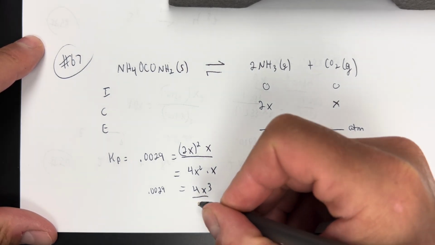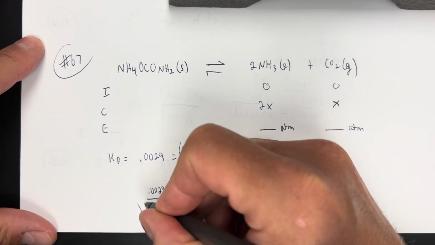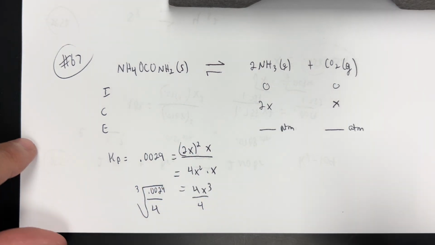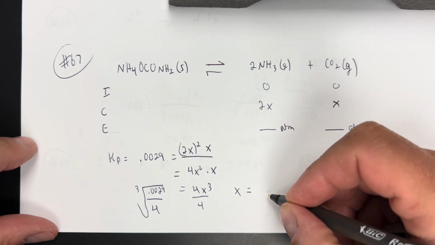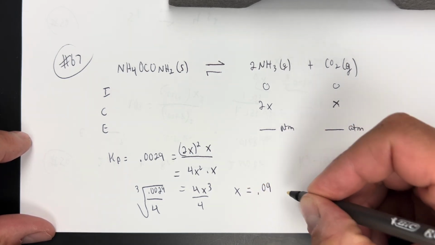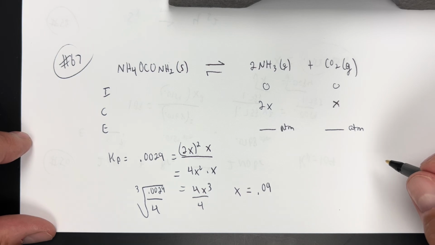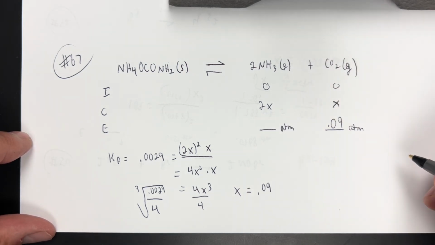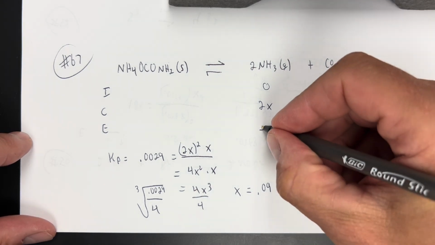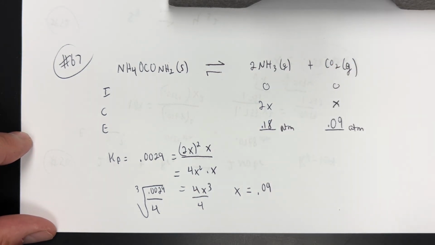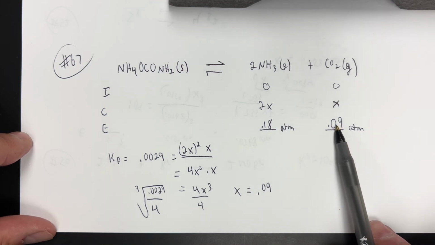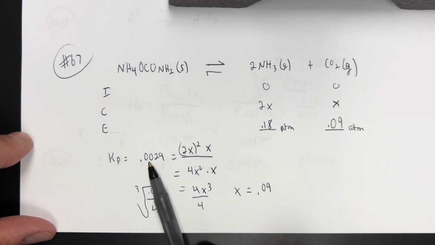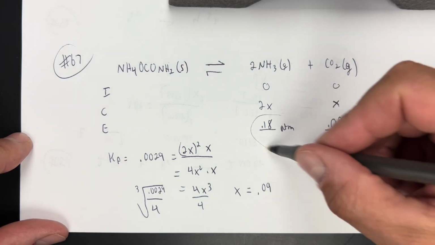Divide by 4, and then we need to cube root this. So take 0.0029, divide by 4, cube root it, and we get an x value of 0.09, which means at equilibrium, this pressure would be 0.09 atmospheres, and this would be 2 times that, 0.18 atmospheres. If you would plug those in, take 0.18 squared times 0.09, we should get our K value of 0.0029. So there's your pressures.